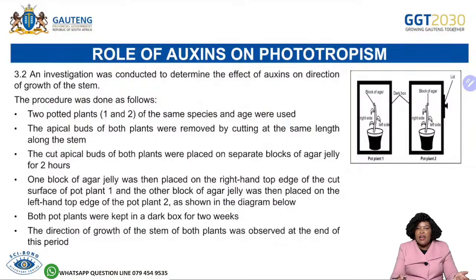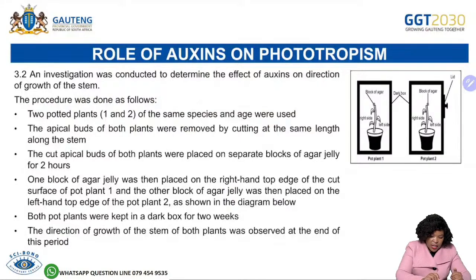Then another investigation that we can look on is the role of auxins in phototropism. We've already done this, but still, remember, you need to do more and more because you don't know which one an examiner is going to ask you. So you need to expose yourself to more questions and interpretation. This will allow you to interpret different types of questions, right?